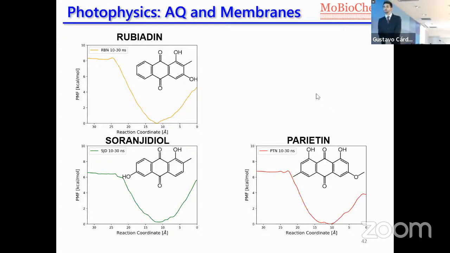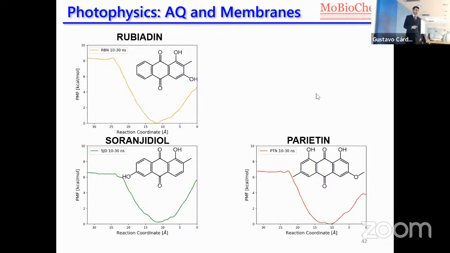Mm-hmm. 30 nanoseconds on the GPU, then multiply by 64, by 2. Let's say 10 hours times 128, that would be 12,800 hours. We're getting this free energy profile, more or less.